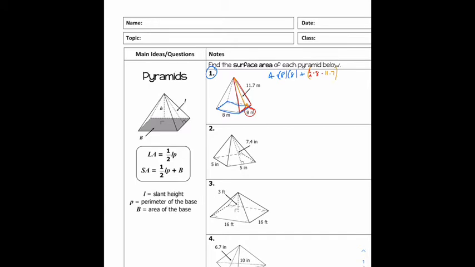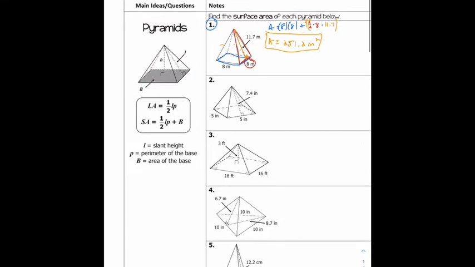And how many faces are there? There's 1, 2, 3, 4. So we multiply that by 4, and that's how we would find the area. So let's calculate that real quick. It should be 251.2 meters squared-ish. Yeah, looks good to me.